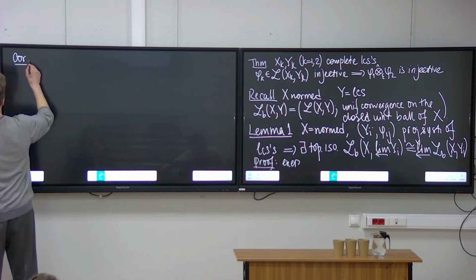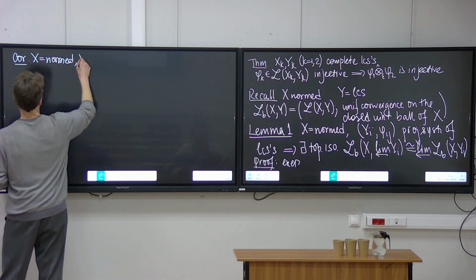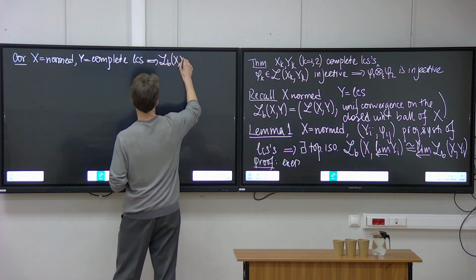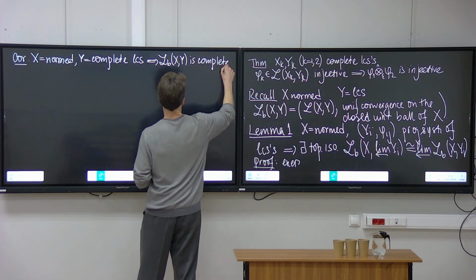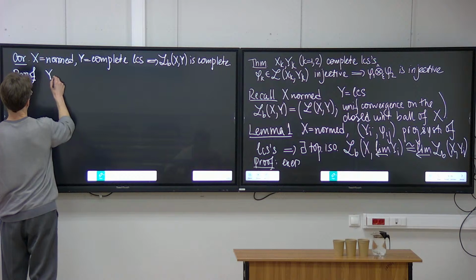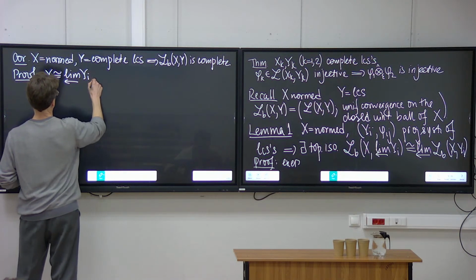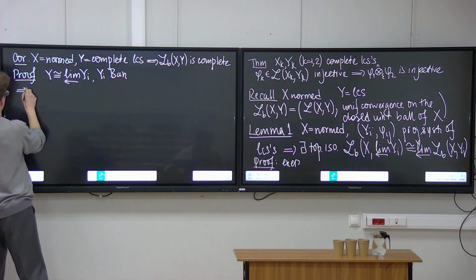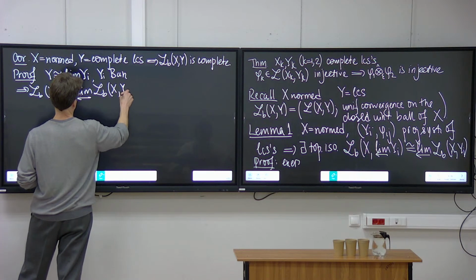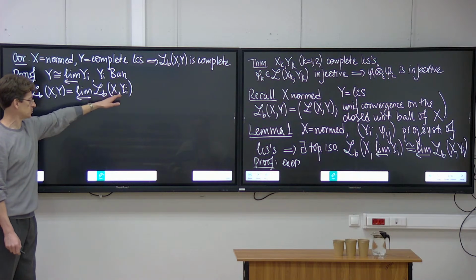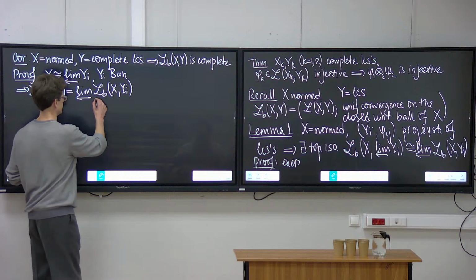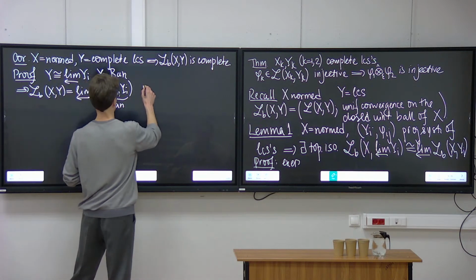As a corollary, we see that if X is a normed space and Y is a complete locally convex space, then L_B(X,Y) is complete. Well, indeed, we can represent Y as the projective limit of Banach spaces because it is complete. So L_B(X,Y) will be isomorphic to the projective limit of the spaces L_B(X,Y_i). And this is the space of all bounded linear operators from X to Y_i. X is a normed space, Y_i is a Banach space, and it's a standard result of functional analysis that this is also a Banach space. So as a result we get a complete locally convex space.